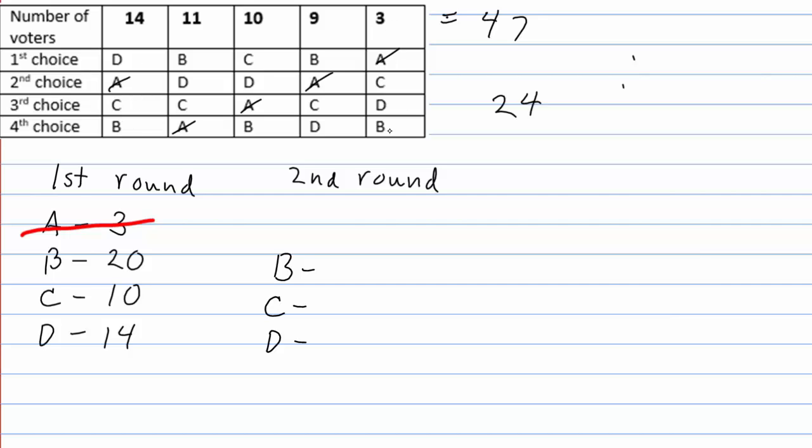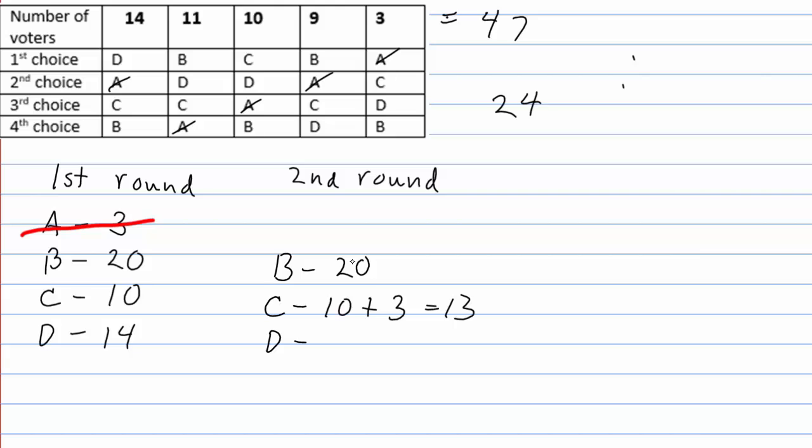So those 3 individuals that listed A as their first choice will now transfer their first choice votes to C. So C is going to pick up an additional 3 votes. C originally had 10 votes, but now it's going to pick up an additional 3, or 13. What about B? Well, B stays the same, right? B originally had 20 votes, and that's it.